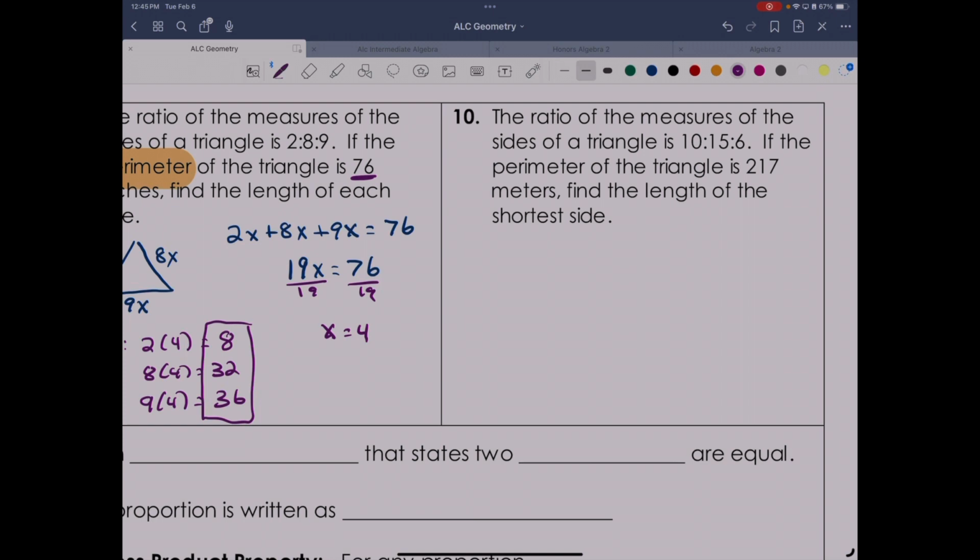All right. So we've got 10, 15, and 6. So we're going to go 10x plus 15x plus 6x. Perimeter is 217. Combine like terms, 10 plus 15 plus 6 is 31. So we've got 31 x's is 217. Divide by 31. x is equal to 7. Did we do okay?